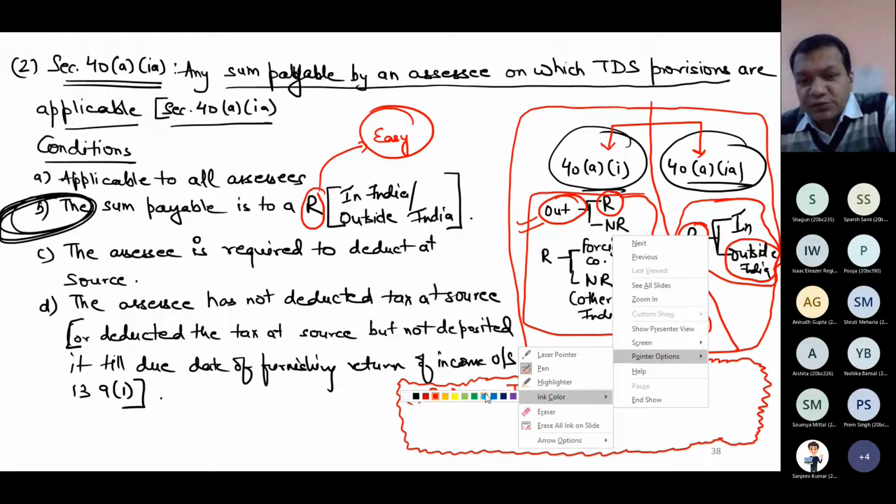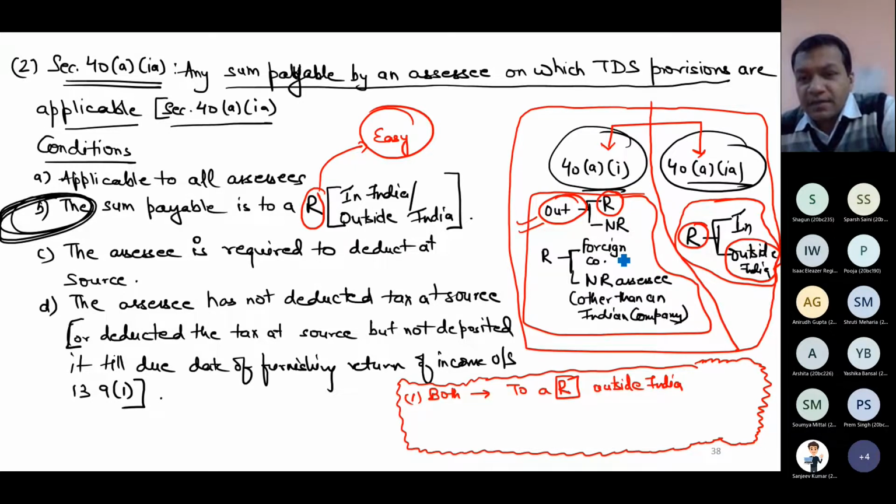Payment in India is also covered. Now in 40A1 also, payment... this was not R, this was in India. Payment in India to a foreign company. That foreign company can be resident or non-resident. So I can say that one more payment is that which is covered under both the sections.